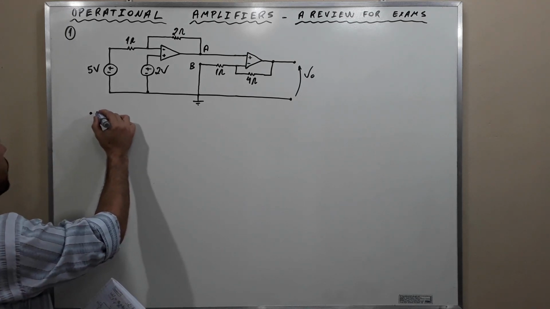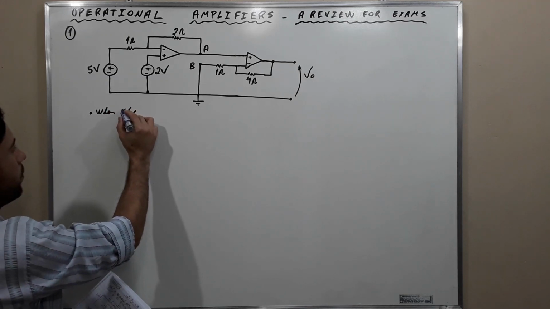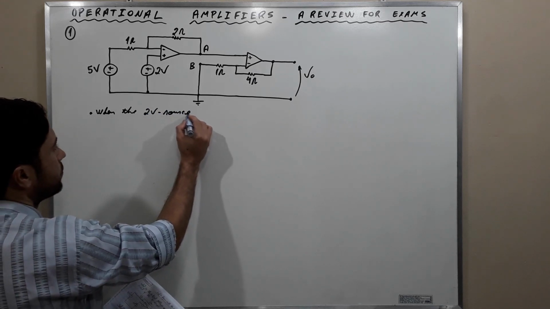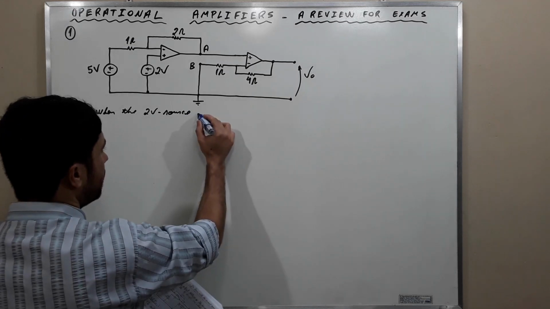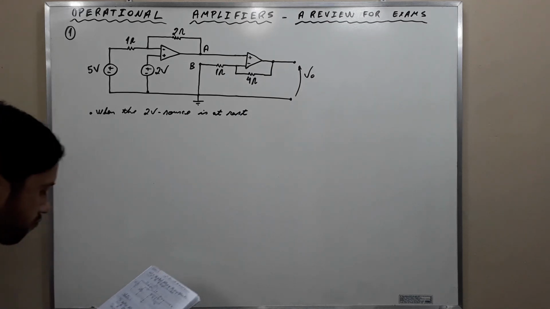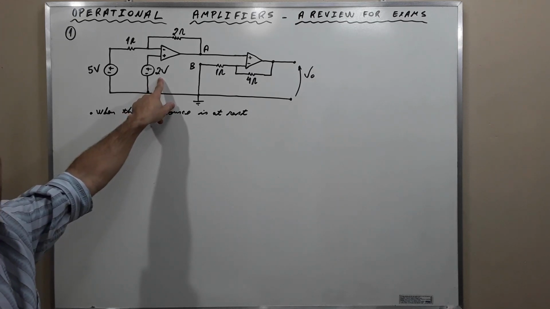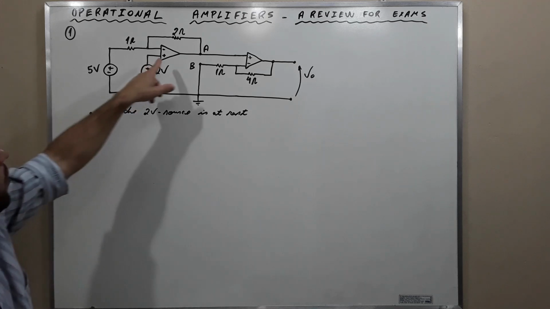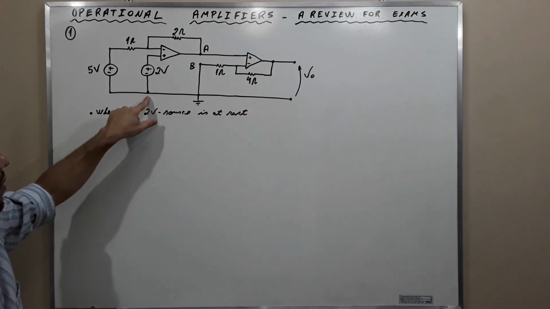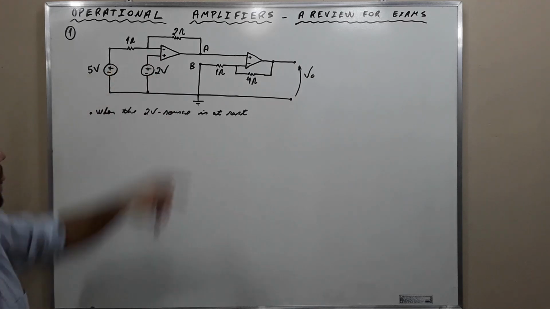First of all, when the 2-volt source is at rest. Okay? When this is at rest, a voltage source at rest is a short circuit. Then we have a short circuit to ground here. This terminal here is ground and this is at rest. Then we have ground here.